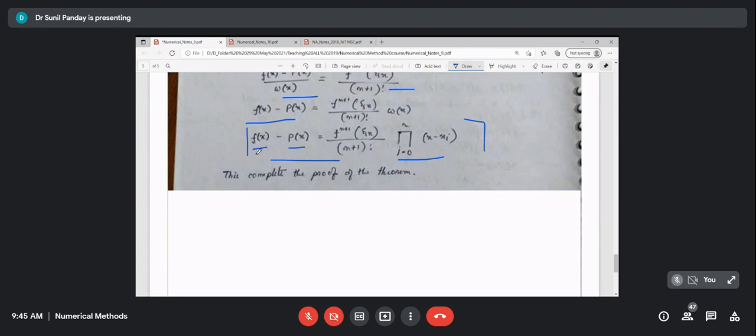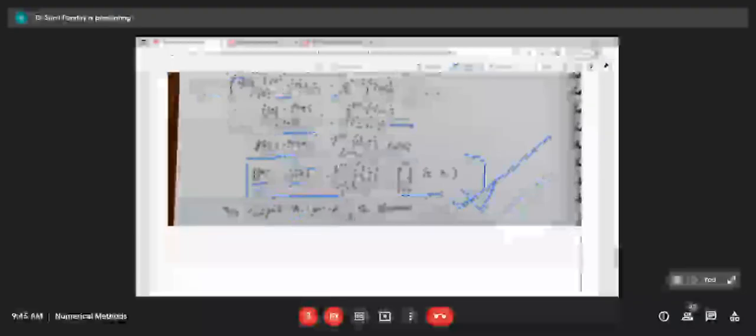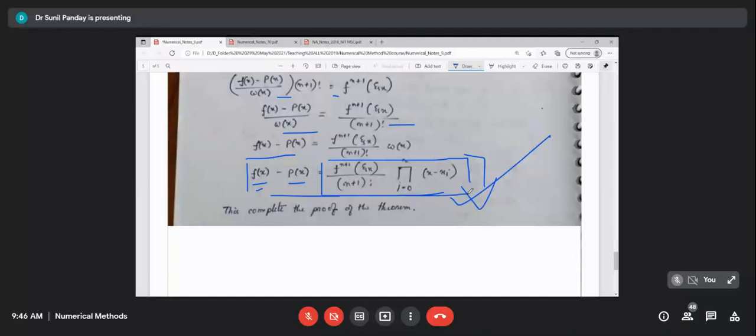What we have found is the difference between the approximating polynomial and the actual function, which equals this. So the error is given by this. So this completes the proof. So the error in an interpolating polynomial, if we have n plus 1 data points, is given by this.